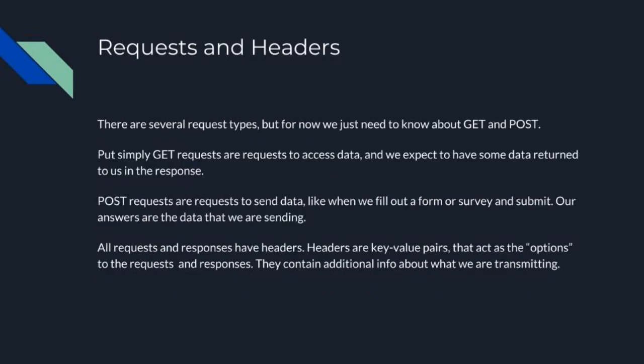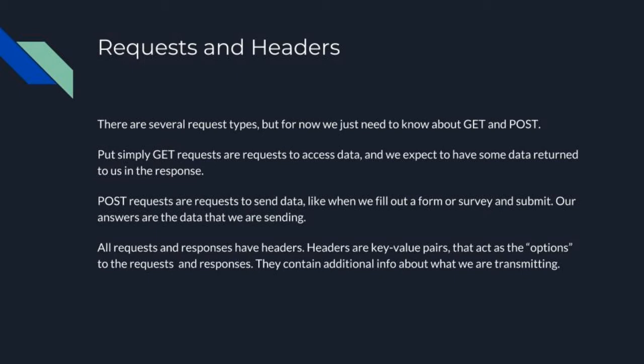While we use URLs to navigate through the internet, there are several other things that happen in the background. When we try to navigate to a URL, what we're actually doing is we're making a request to access that resource. There are several types of requests, but for now we just need to know about GET and POST. GET requests are requests to access data, and we expect to have some data returned to us in the response. One common example is if you've ever downloaded anything off the internet, you are making a GET request.